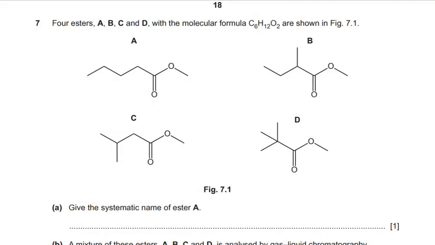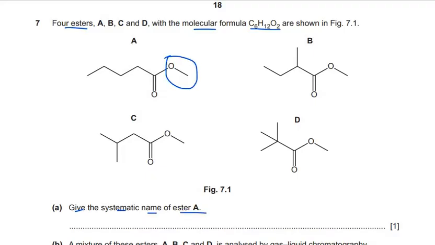So here is question 7 where it says there are 4 esters A, B, C, D with the molecular formula C6H12O2 and they are shown here. A, B, C, D ester structures are given here. Give the systematic name of the ester A. Now what is ester A?